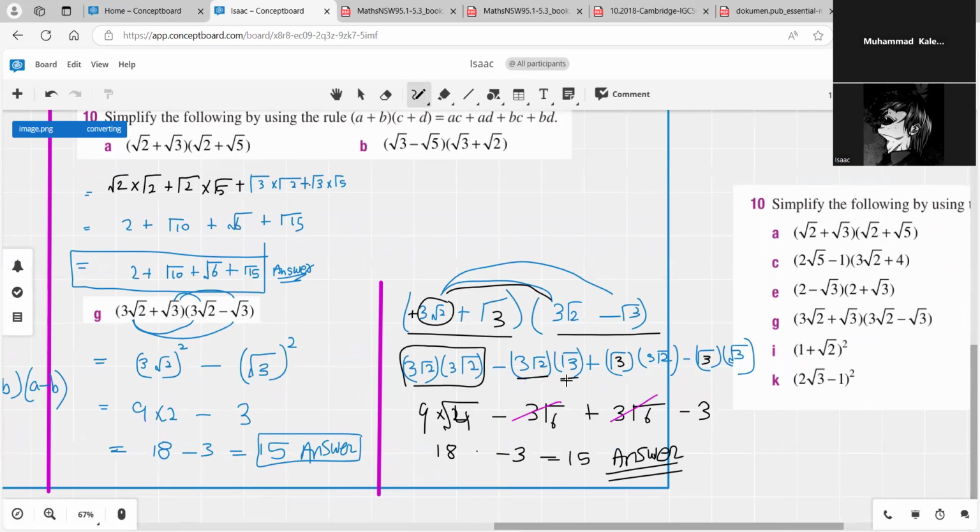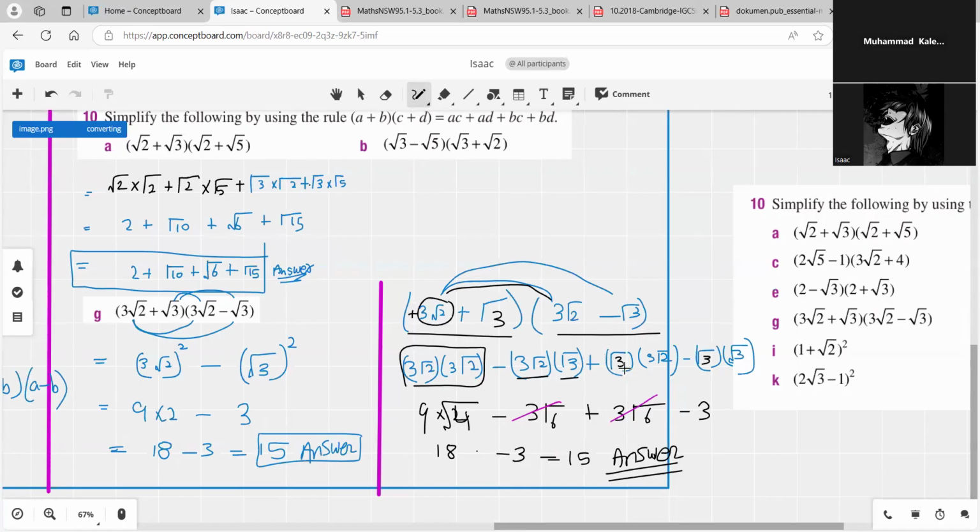Okay, so this one will become 3. Look, 3 cannot be multiplied with this 3 because this 3 is in the root, this 2 is in the root. This 3 cannot be multiplied with anything, so it will be written as it is. This root 2 and root 3 will be multiplied, so we will get root 6, and its sign is negative.